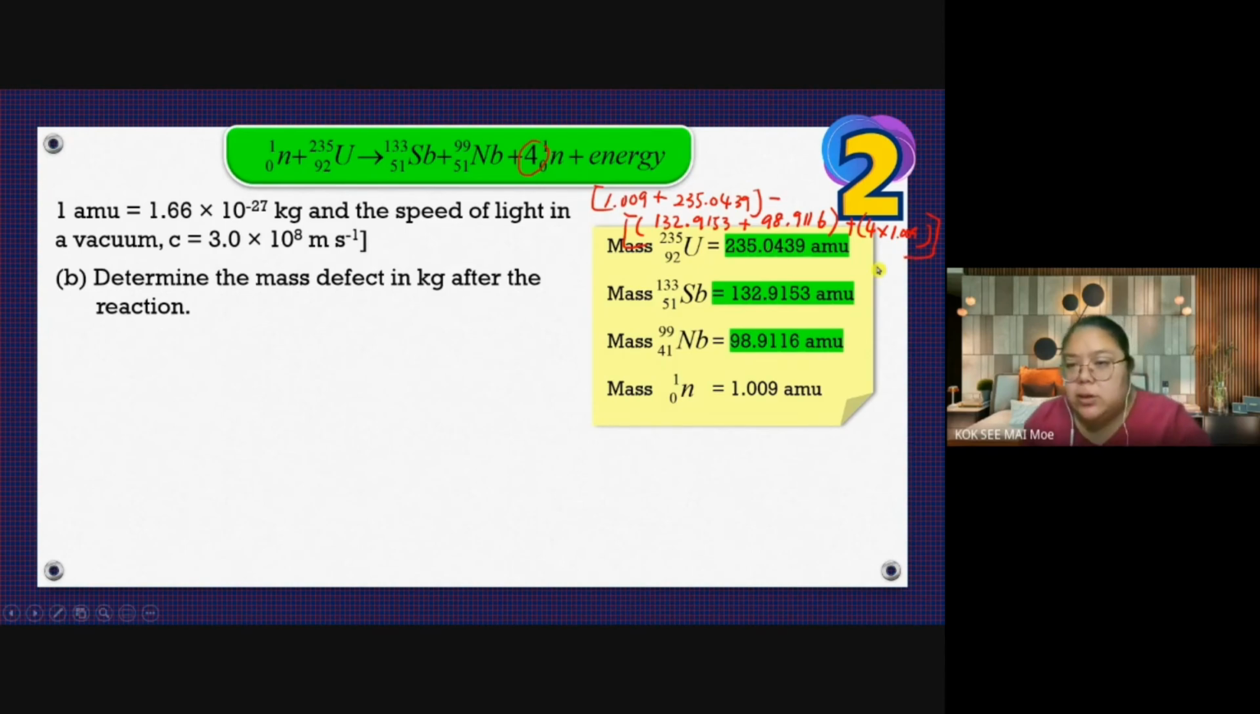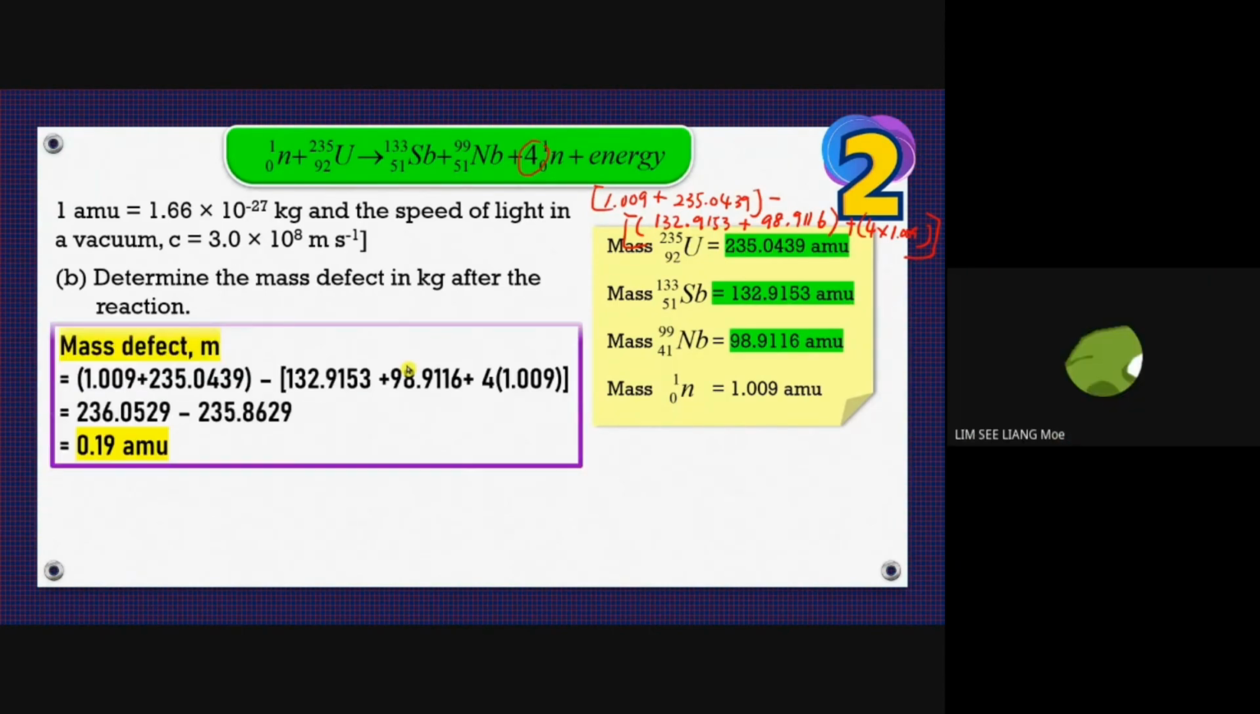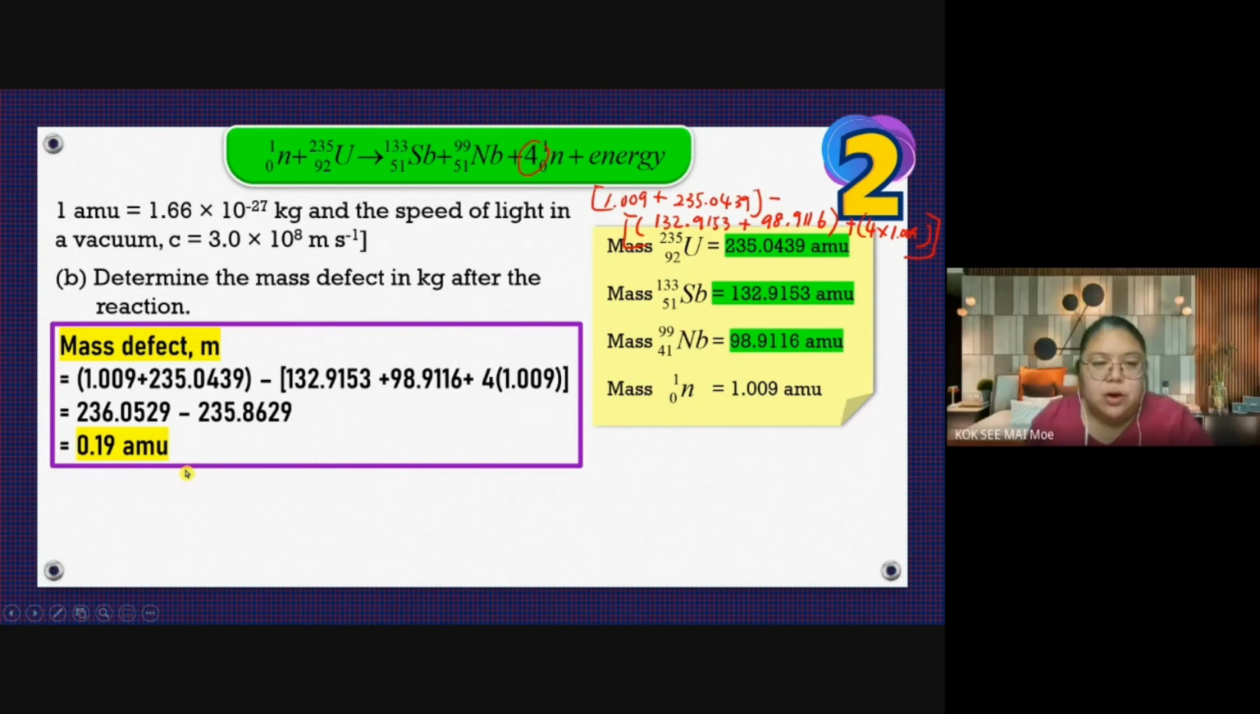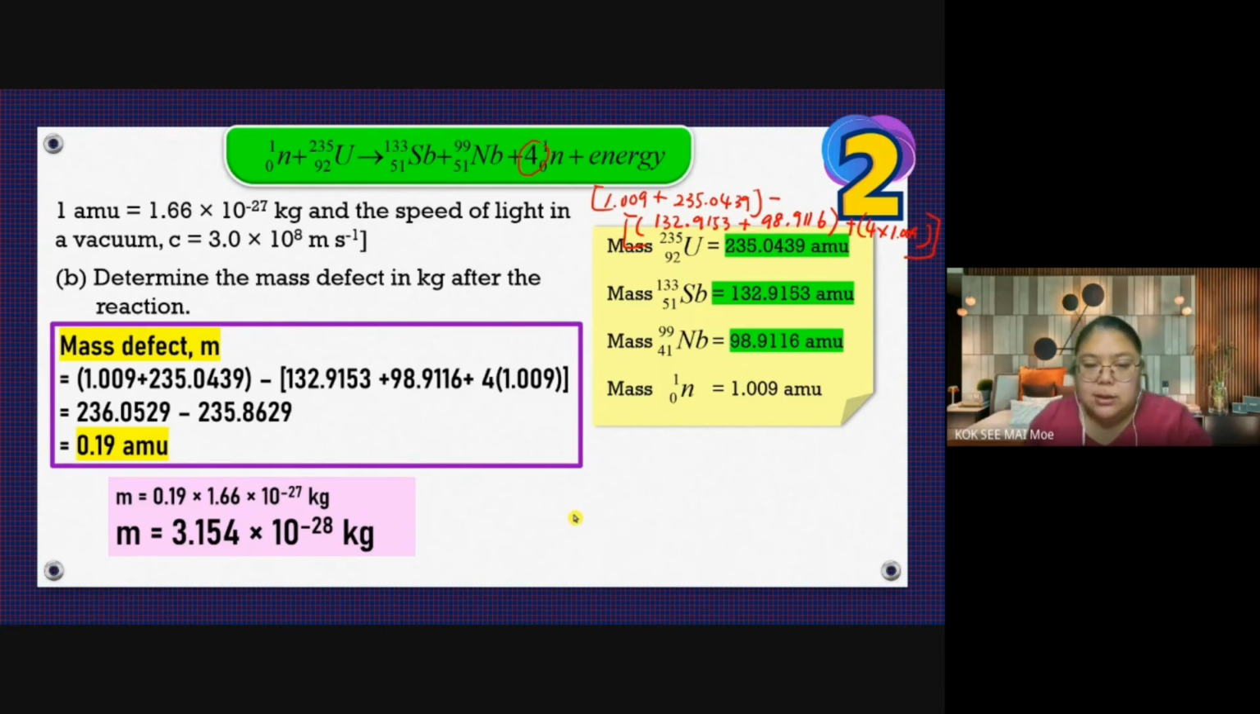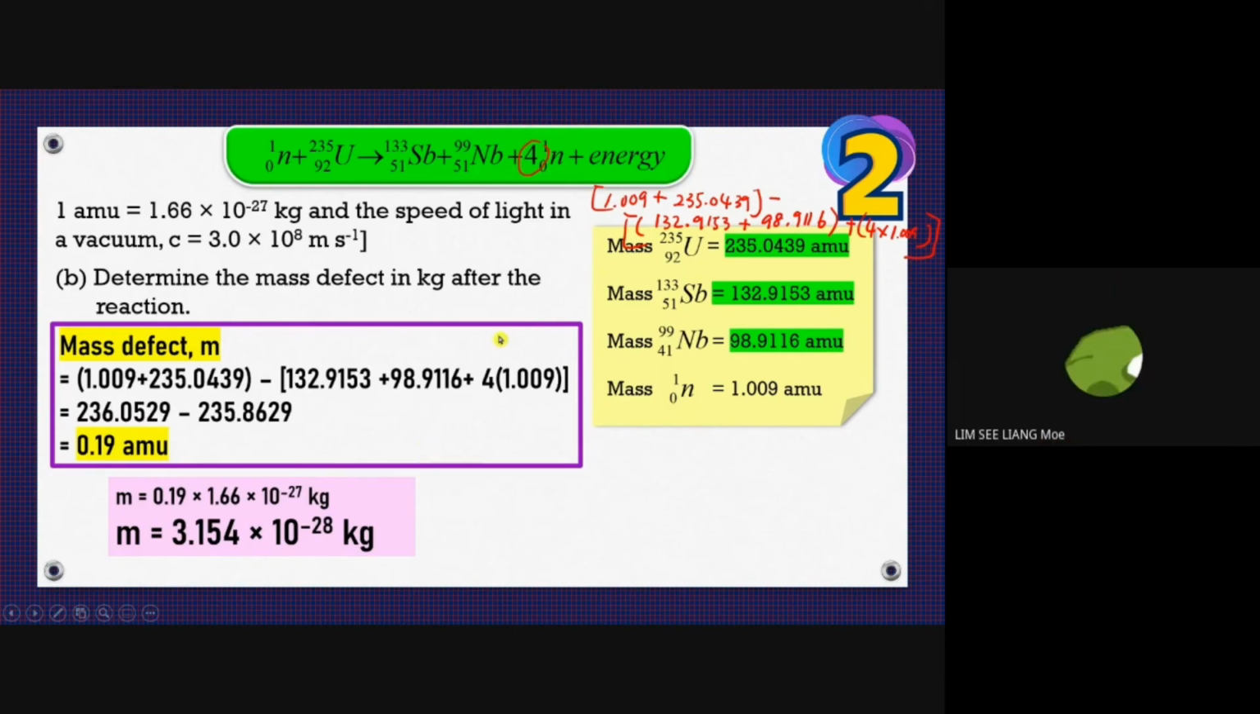Then you go to minus all of this. Okay, so final answer, what do you get? The AMU is 0.19. So we go to convert to kilograms: 3.154 times 10 power negative 28 kilograms. Right? Right or not, Siliang? Yes, correct.